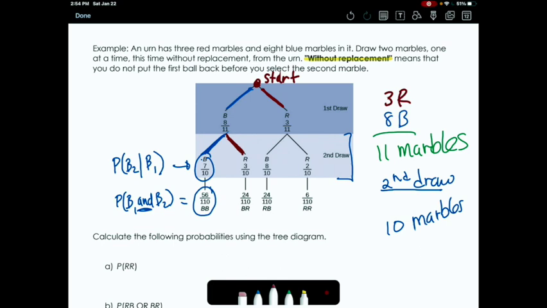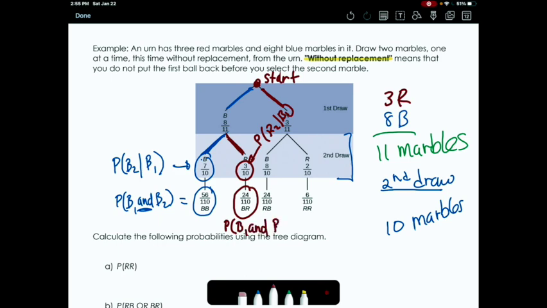If I look at getting a blue the first time but a red the second time, because I picked a blue the first time, I still have all the red marbles in there. So I still have 3 red marbles in there. But because I took a marble out the first pick, I have 10 total marbles in there, which is why this probability is 3/10. So this probability is finding the probability that you pick a red the second time given that you picked a blue the first time.